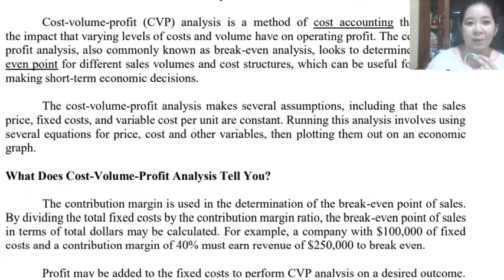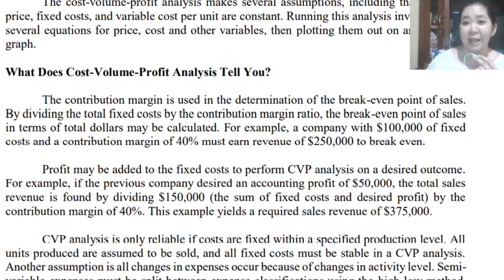Okay, so what does CVP analysis tell us? The contribution margin. Basically, CM, or contribution margin, is the result of deducting our variable cost from your sales, meaning gross sales or revenue minus your variable costs. This is our contribution margin. This is another way of presenting or computing an income for internal use.